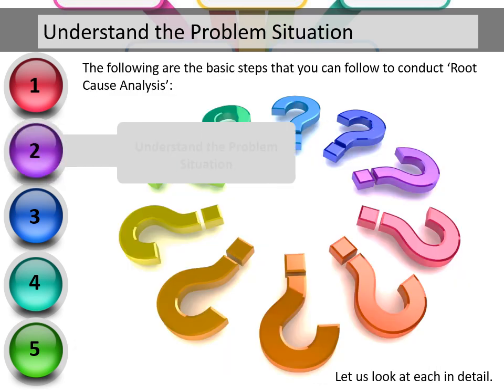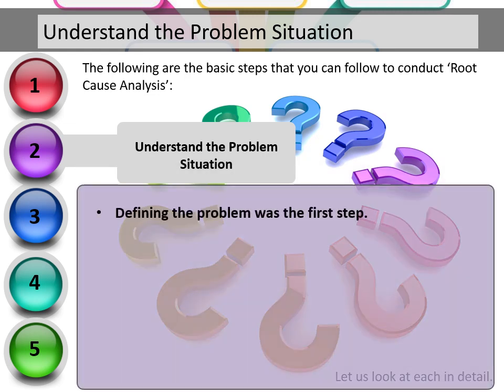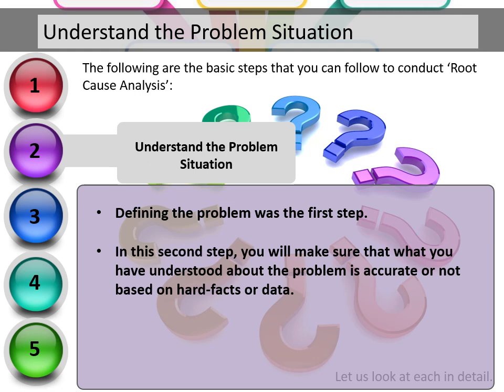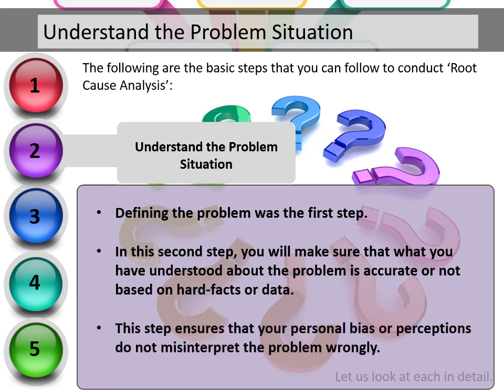Number 2. Understand the problem situation. Defining the problem was the first step. In this second step, you will make sure that what you have understood about the problem is accurate or not, based on hard facts or data. This step ensures that your personal bias or perceptions do not misinterpret the problem wrongly.